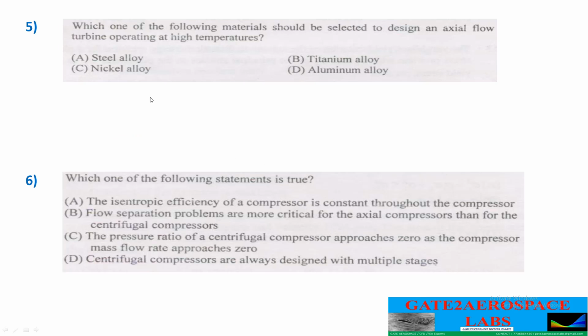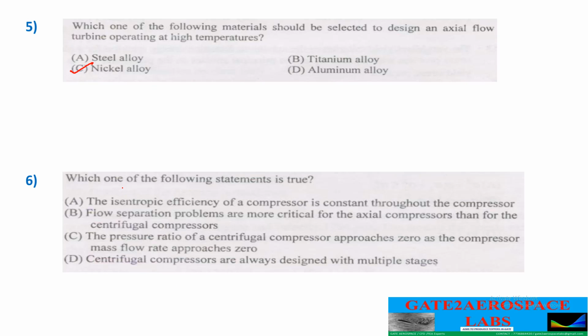And the next question, they're asking which one of the following materials should be selected to design an axial flow turbine blade at high temperature. See, this is a memory based question. Actually, nickel is used for all components working at high temperature.